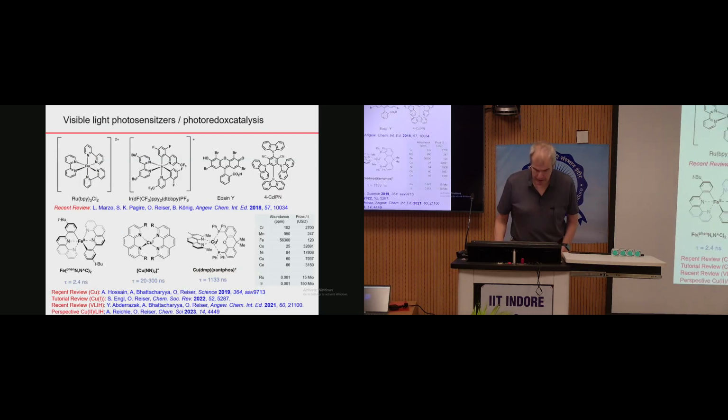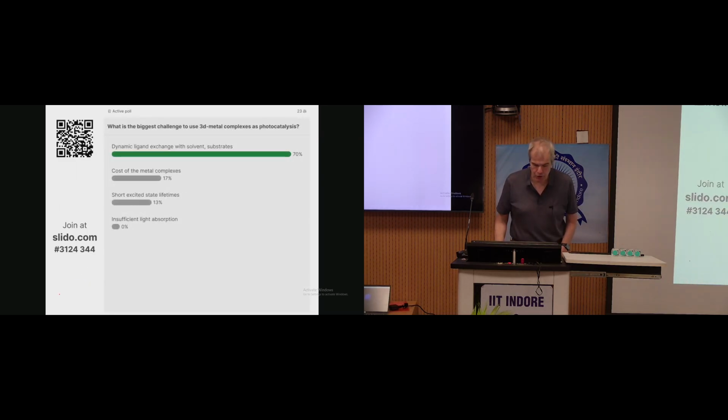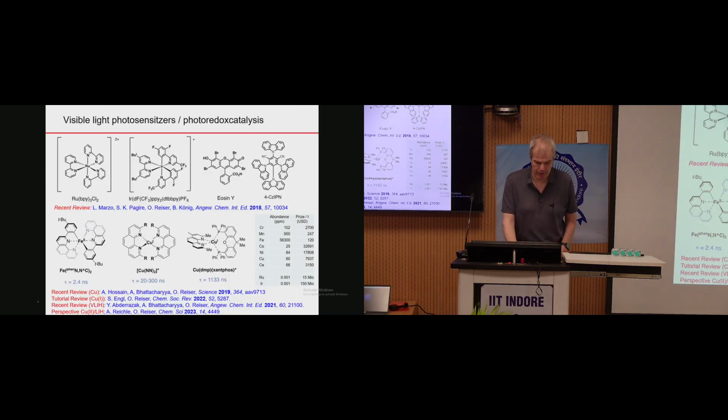But I should go back. Did we have this? Dynamic, short excited state lifetimes. Okay, I will say something on this in a moment. So ruthenium and iridium quite a bit. Eosin dyes were also used quite a bit, and I've shown you a few examples of this already. Nowadays, these 4CzIPN, these polyaromatic compounds which have these carbazole ligands around them, are also very popular and very good.